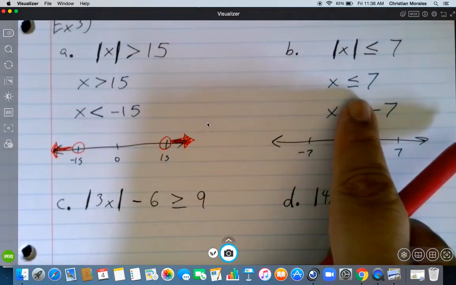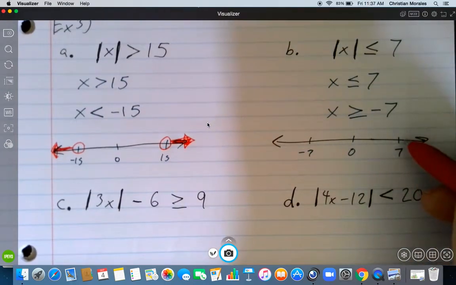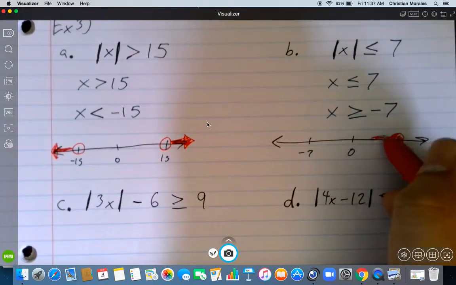Okay, here, X is less than 7, so, oh, and equal to. So this circle will be closed, going this way.